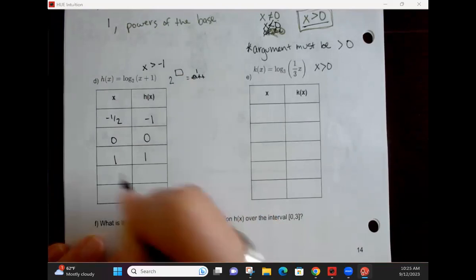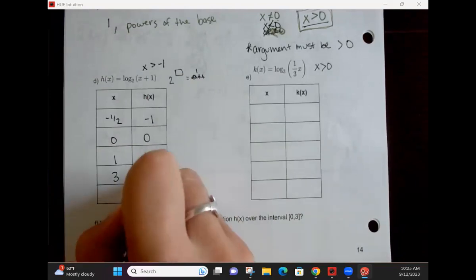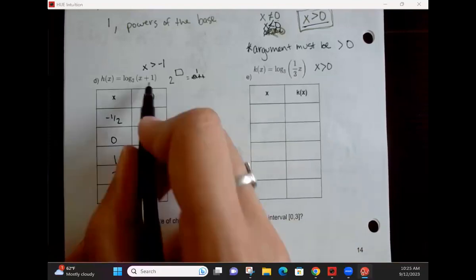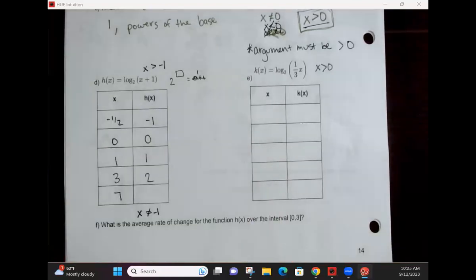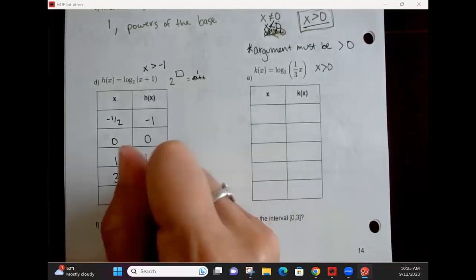Anybody pick 2? Good, I wouldn't pick 2 either. How about 3? If 3 is my input, what's my output? 2. What's the next number that you picked? 7. Yeah, because 7 plus 1 is 8, which gives me a nice power of 2. So if my input is 7, what's my output? 3.